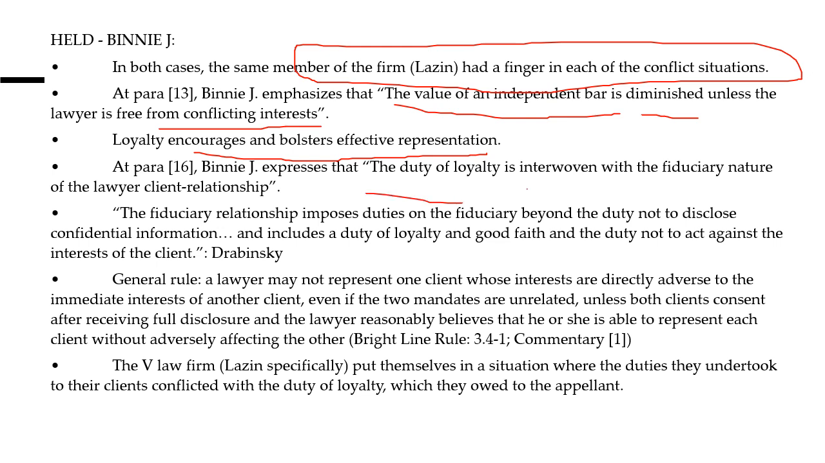Duty of loyalty is interwoven with the fiduciary nature. A lawyer may not represent one client whose interests are directly against the immediate interest of another client. Very simple. This is the general rule. Even if both the matters are unrelated, it does not matter. Like if there are two cases against a person, and you're getting information from the other case and you're using it in your current case, that definitely questions your loyalty.